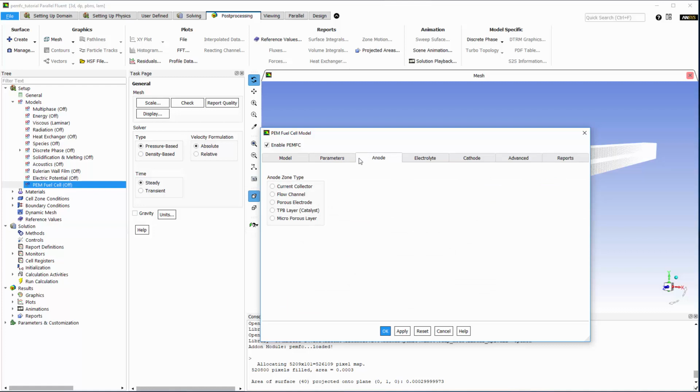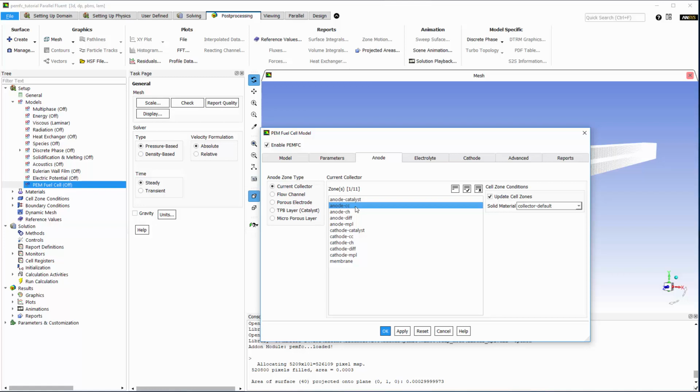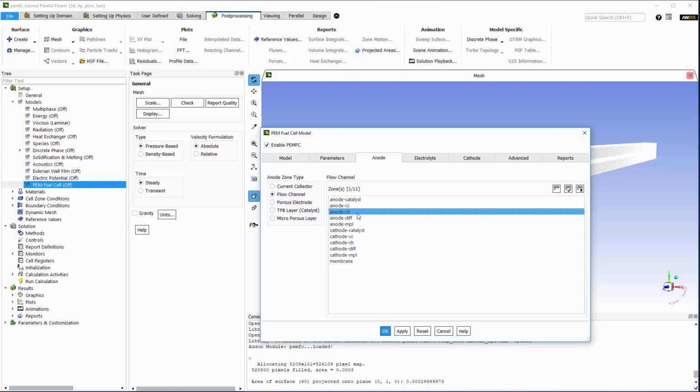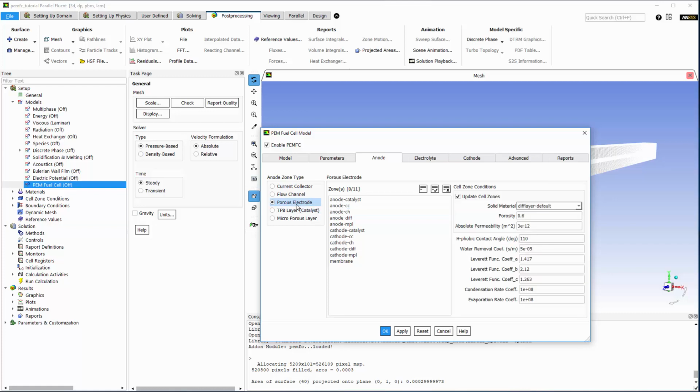Under the Anode tab, I set the anode zone types. The current collector corresponds to the anode CC zone. Here, hydrogen gas will be oxidized, generating electrons and protons, which can diffuse into the cathode portion of the cell. The flow channel describes the portion of the cell that the hydrogen flows through. For this case, the porous electrode refers to the membrane through which the incoming hydrogen gas can diffuse.